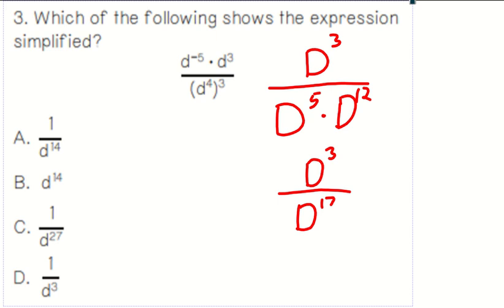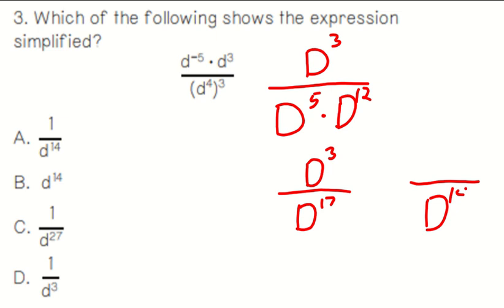All right, now here's where I actually think it gets kind of easy. Where are there more? On the bottom. How many more? 14. So we still want for our answer there to be more on the bottom. And there's 14 more on the bottom. So our answer should have 14 more on the bottom. That makes it A.